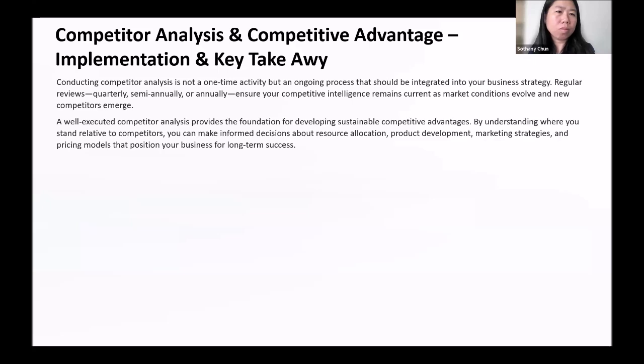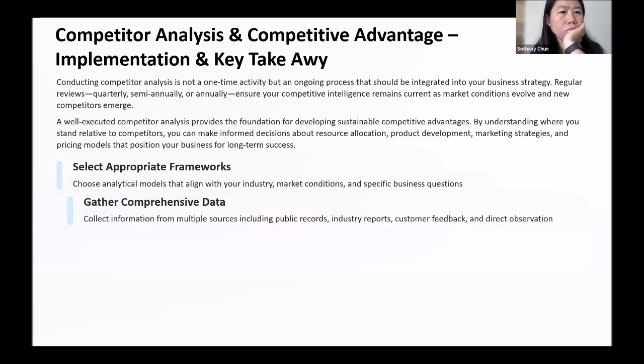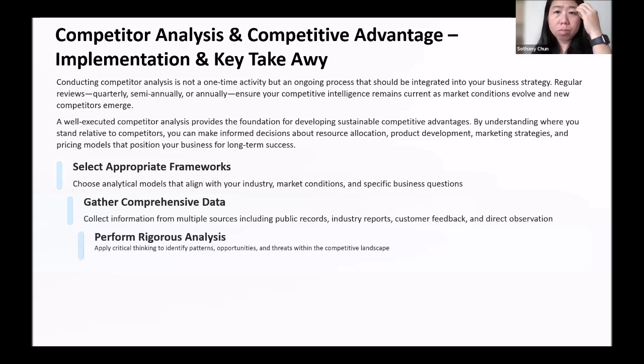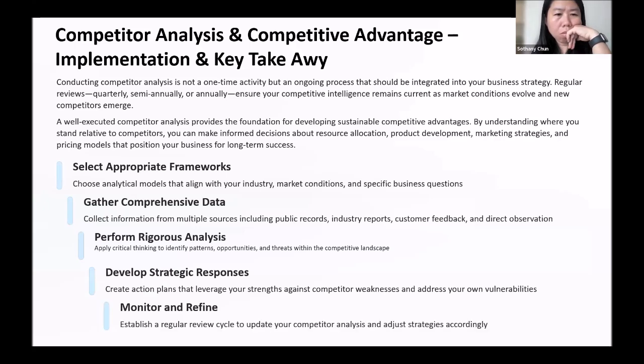So the key takeaway here, because there are a lot of frameworks, is that it is very, very important to select the appropriate framework. As you can see, a lot of frameworks, right? So it is very important to select the proper framework and gather comprehensive data. We need to gather data as much as possible, and then perform a rigorous analysis from all angles, then develop the strategy to respond to those, and then finally monitor and refine.